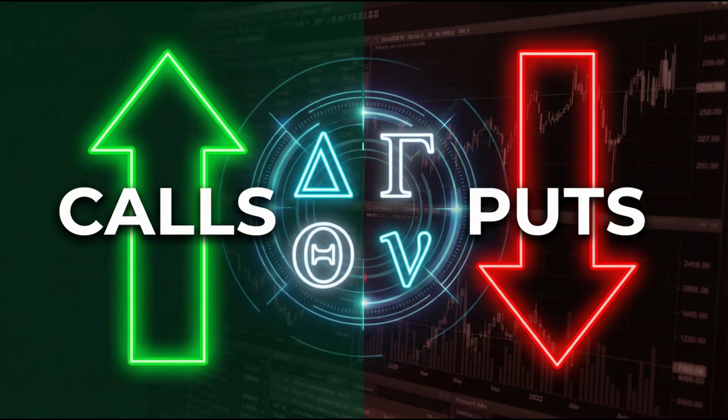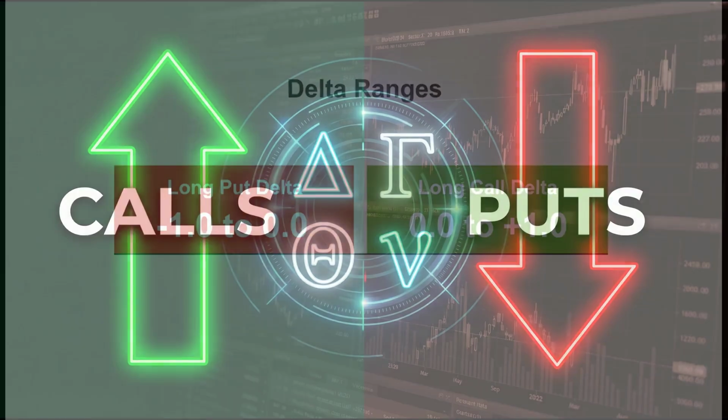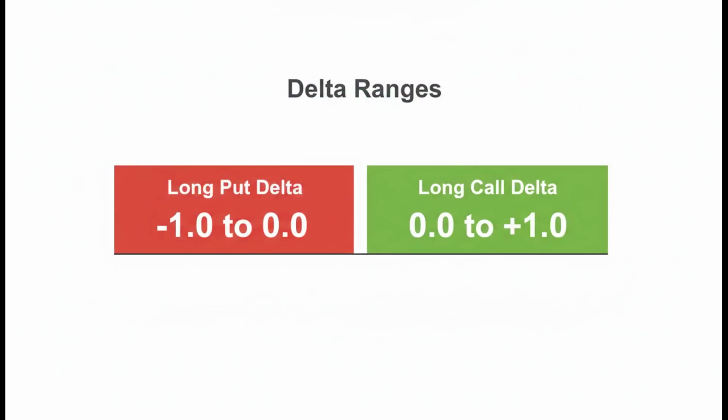In this video, we dissect the precise Greek relationships between calls and puts. The primary distinction between calls and puts lies in their directional exposure, or delta. A long call possesses positive delta, profiting as the underlying rises, bounded mathematically between 0 and 1. Conversely, a long put carries negative delta, profiting as markets fall, ranging from -1 to 0.